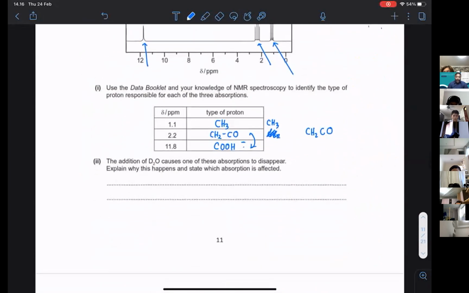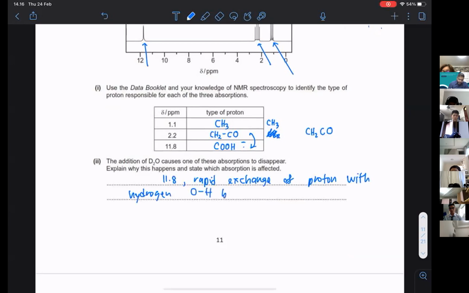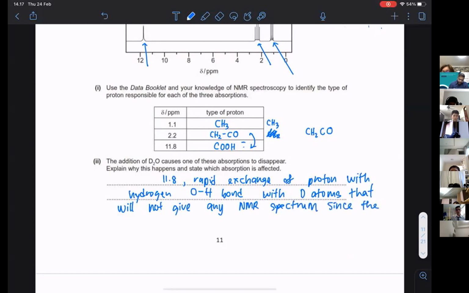The addition of D2O causes one of these absorptions to disappear. Explain why this happens and state which absorption is affected. The absorption that will be affected is 11.8. Why? This is because of rapid exchange of proton with the hydrogen in the OH bond, with the atoms that will not give any NMR spectrum since the mass of the atom is even. This is based on what I will write during the exam.